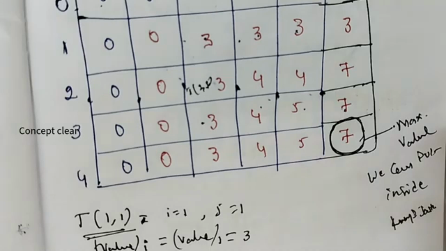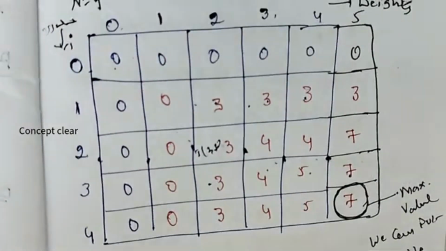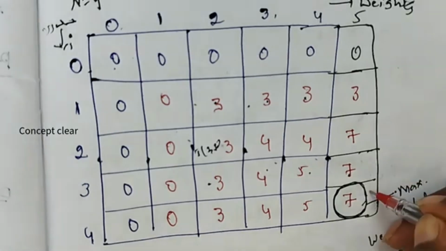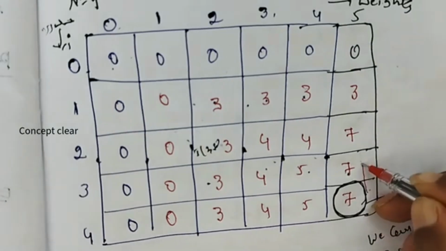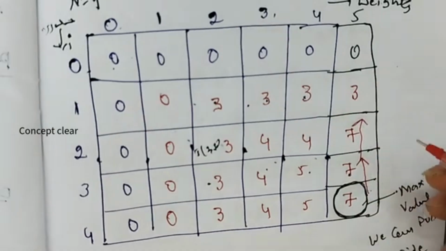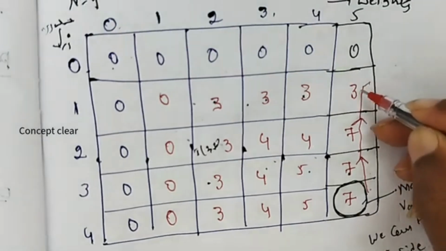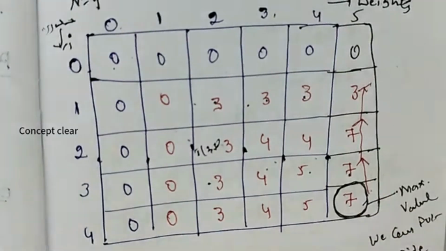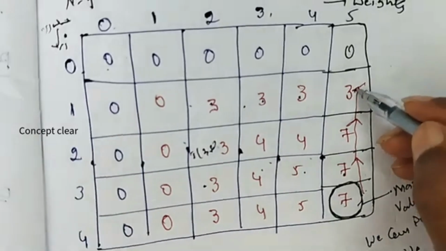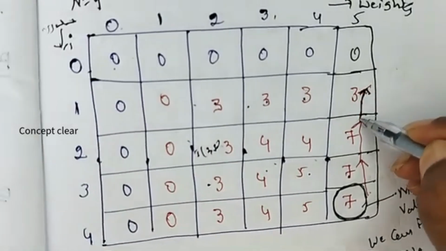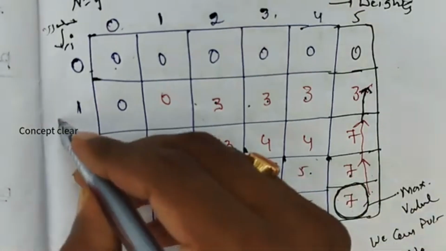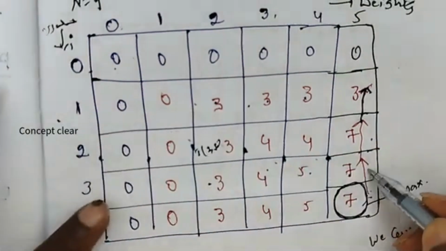So what are the items we can store? If you travel from bottom to top, 7. If you go one step forward, here also 7. One more step, here also 7. One more step, here also 7. Where the values change while moving from bottom to top, before the change and after the change, both items we can place inside the bag.